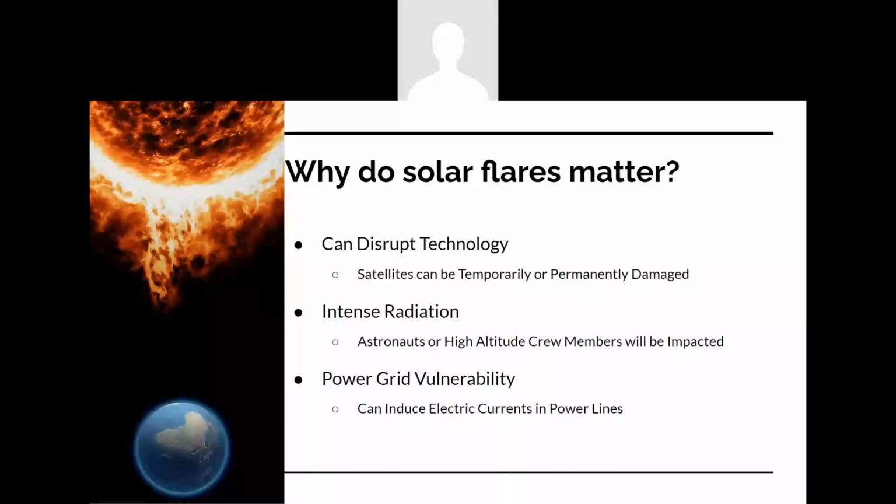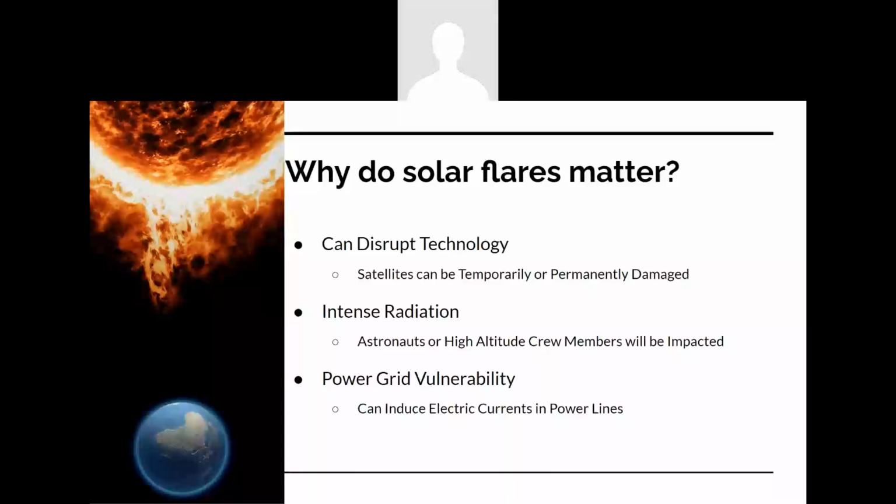And lastly, power grid vulnerability. Solar flares can cause geomagnetic storms, which can induce electric currents in power lines on Earth. These induced currents can overload electrical systems, potentially leading to power outages or damage to transformers and other electrical infrastructure. And now on to Tommy.